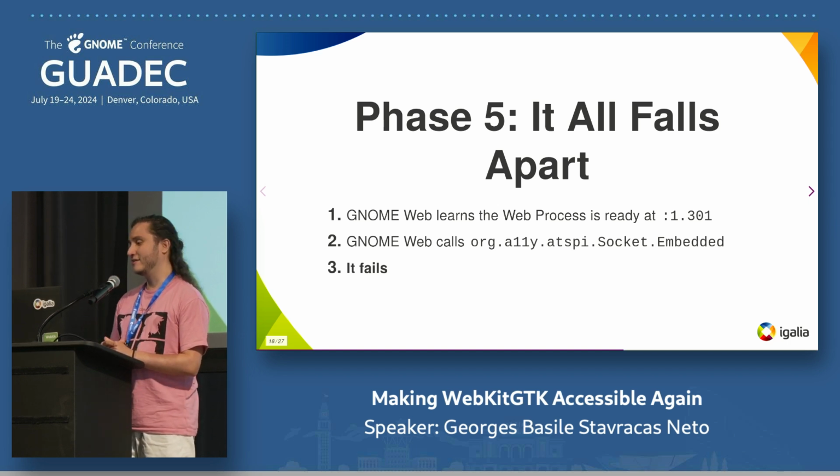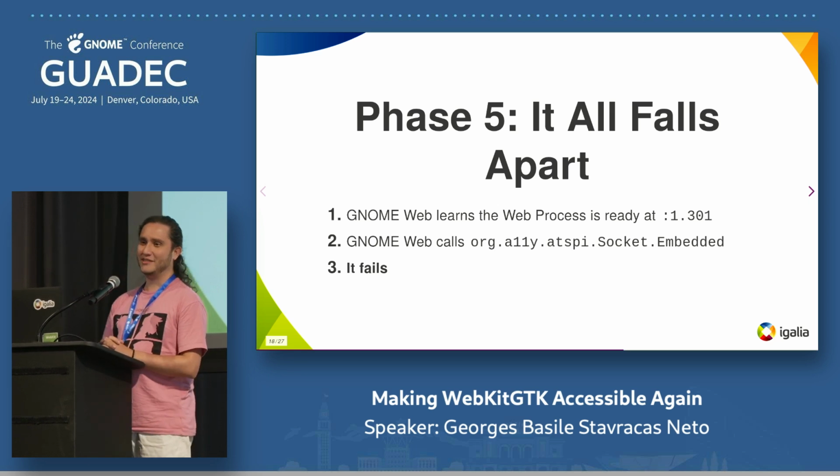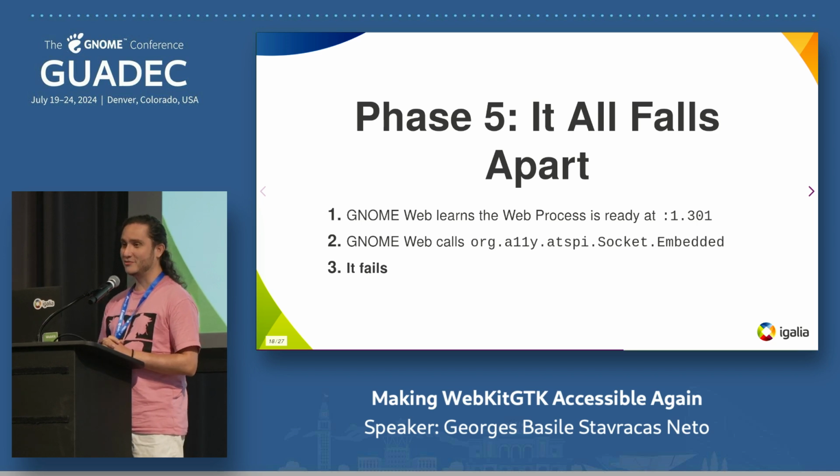A11y SPI sock embedded. That's what AT-SPI expects us to do when we're dealing with out-of-process accessibility trees. And it's going to fail. So the bridge is not going to be bridging those two accessibility trees, and we got a black hole, an accessibility void for screen readers.